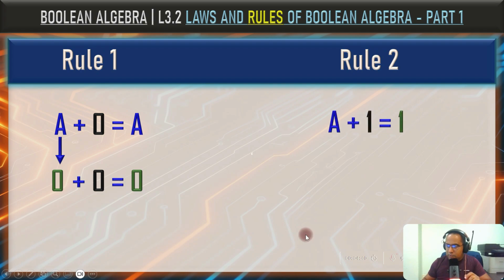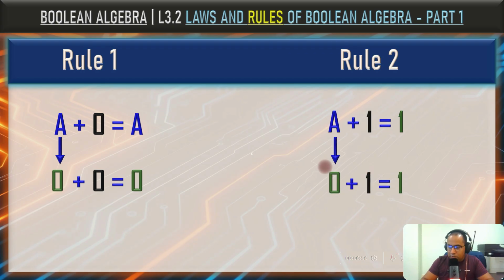Let's take a look at the second rule. It states that any variable added to 1 results in 1. Again, this is an OR operation. With the OR gate, if any input is 1, the output will be 1, no matter what the other input is. Let's confirm this rule by testing the values.